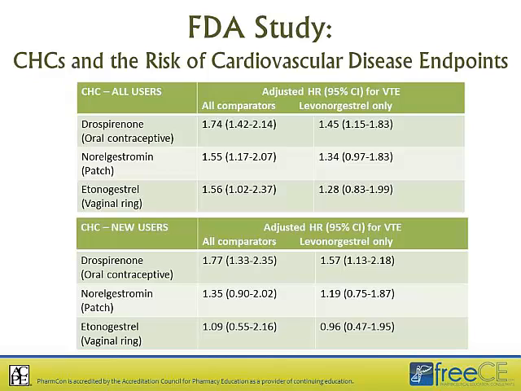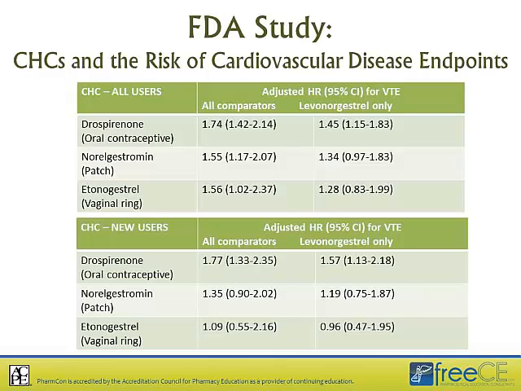When we look at the results of this study, in the left-hand column are the comparator contraceptives, drospirenone, norelgestromin, and etonogestrel, compared with all of the other agents that they were compared against, or just levonorgestrel alone. And you can see that in this particular study, drospirenone, the patch, and the vaginal ring all had a statistically significantly increased risk of VTE compared to the other comparators combined.